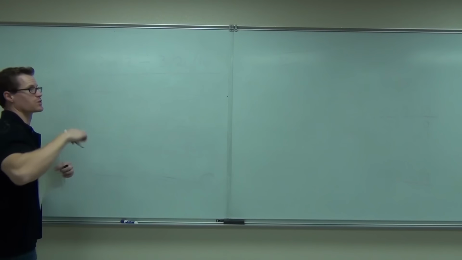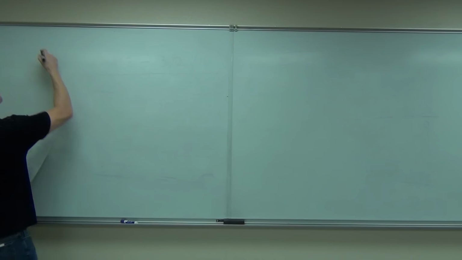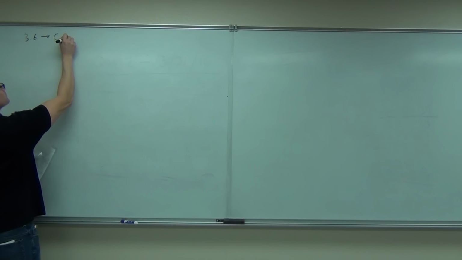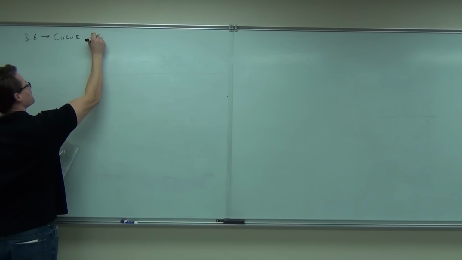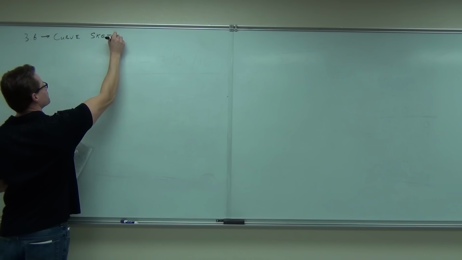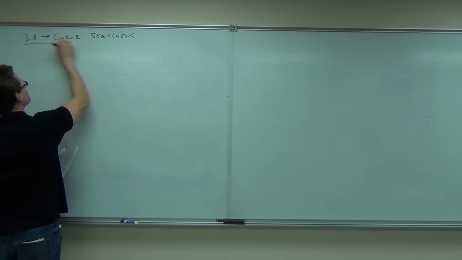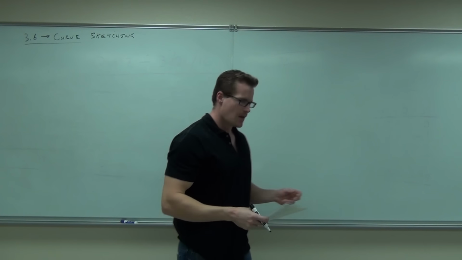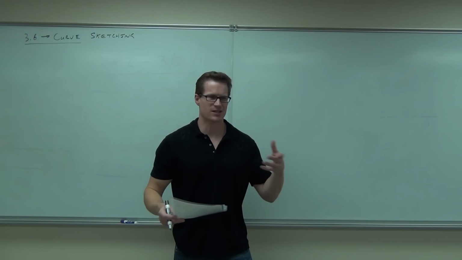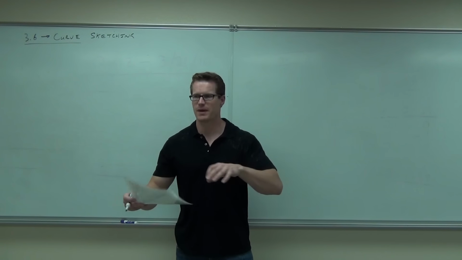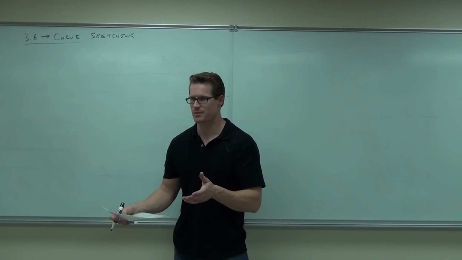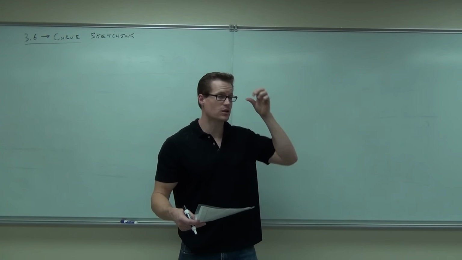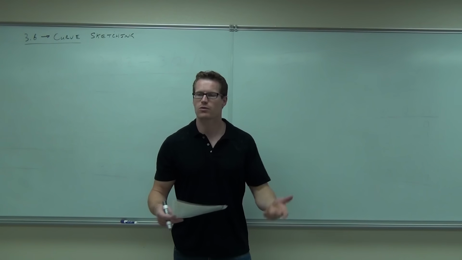So let's talk about section 3.6, curve sketching. This is basically using intercepts, like x and y intercepts, your relative max, relative min, which are your relative extrema, and your concavity to sketch a curve, to graph it, to see a really good approximation of what it looks like without a graphing calculator.